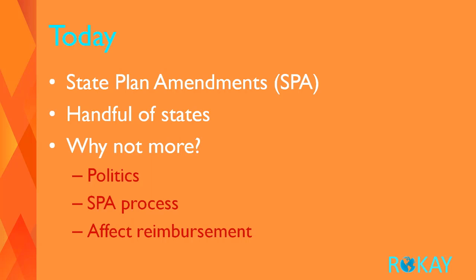The one that I know of that's the most recent is Michigan. Their state plan amendment was authorized and approved by CMS in August, so just a couple of months ago. There are other states that have done this, California, Massachusetts, New Hampshire, Connecticut, those sort of things. But why haven't more done it? Well, there are a couple of reasons.